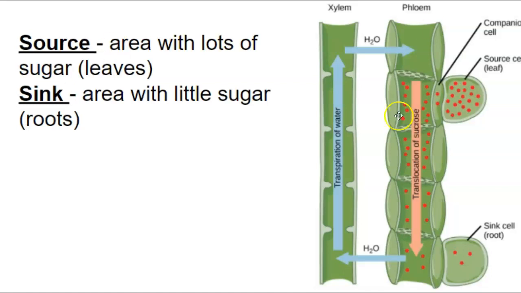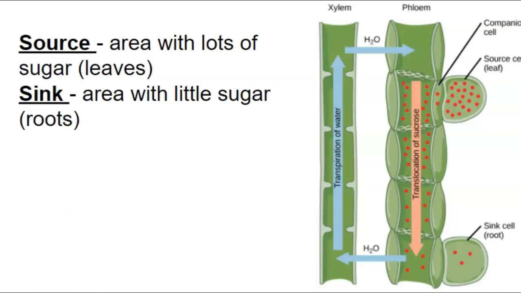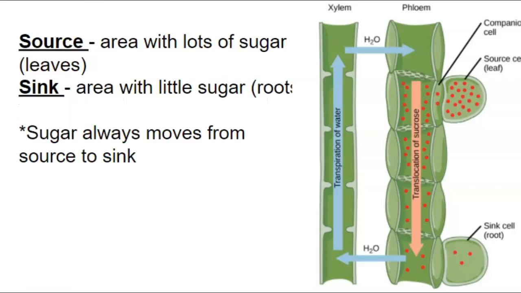You might be thinking, Ms. Mason, I see this crazy diagram on the right and I have no idea what's going on. Don't worry, we're going to talk about it. It's all about how this sugar moves. So how does it move from the leaves to the roots? First, I need you to write down that sugar always moves from source to sink. Think about when we talked about diffusion and osmosis, from a high concentration to a low concentration. That's kind of what our sugar is doing, from where there's a lot to where there's a little.